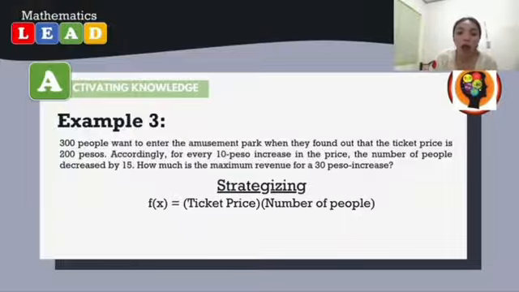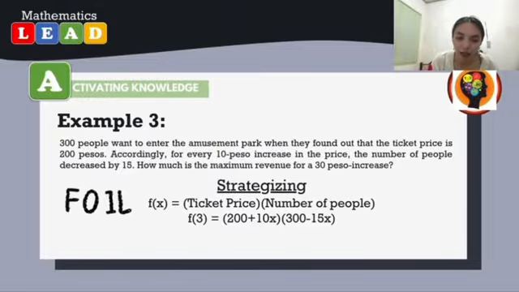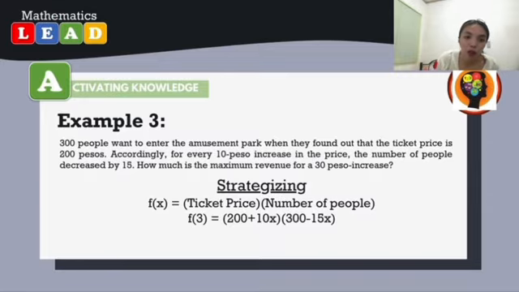We're going to compute for the maximum revenue by multiplying the ticket price to the number of people. Okay, so we have here f of x is equals to ticket price times number of people. And f of x is equals to the quantity of 200 plus 10x times the quantity of 300 minus 15x. And as you can see, when we recall from our past sessions, we're going to apply the FOIL method, the first, outer, inner, last term method, wherein we're going to multiply the first terms first. 200 times 300 is equals to 60,000.